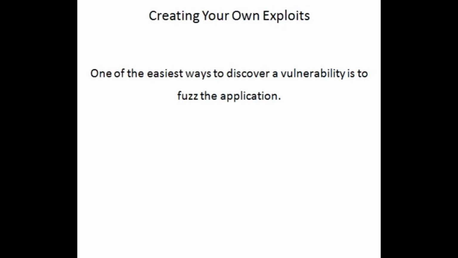Hello everyone, welcome to my lecture, Creating Your Own Exploits. As a penetration tester, you will frequently encounter applications for which no Metasploit modules are available. In such situations, you can attempt to uncover vulnerabilities in the application and develop your own exploits for them. One of the easiest ways to discover a vulnerability is to fuzz the application. Fuzz testing is the act of sending invalid, unexpected, or malformed random data to an application and monitoring it for exceptions such as crashes. If a vulnerability is found, you can work to develop an exploit for it.